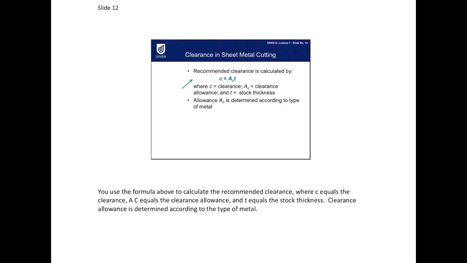Here we have the clearance in sheet metal cutting, and the recommended clearance is calculated by C equals AC times T, where C stands for clearance, AC stands for clearance allowance, and T stands for stock thickness.